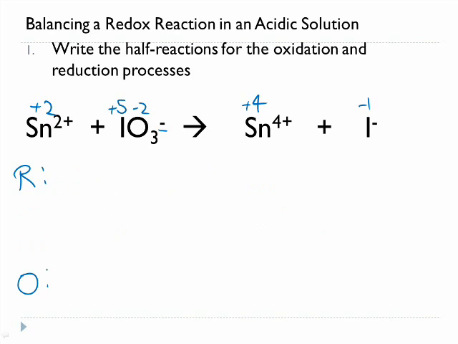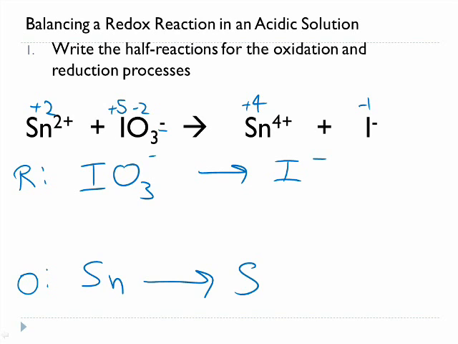So let's do the reduction one first, that, remember, was the iodine. So that was iodine, 3 oxygens, go to iodine. And then we have the oxidation one. We have tin going to tin. So we wrote the half reactions there.